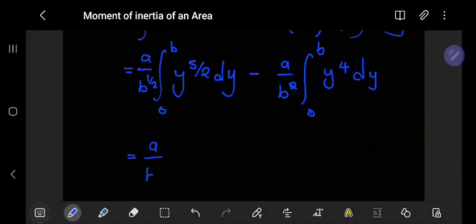We now have a b to the power half. When we integrate, this becomes y. Add 1 to the power, that becomes 7 over 2.